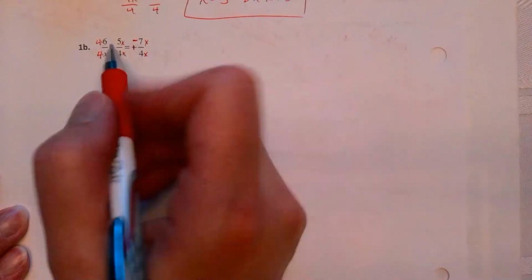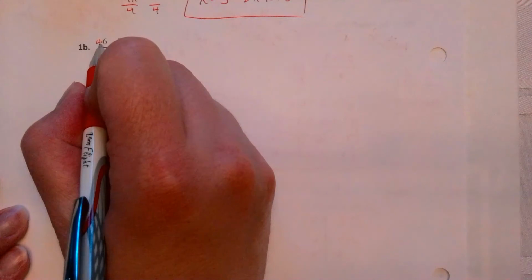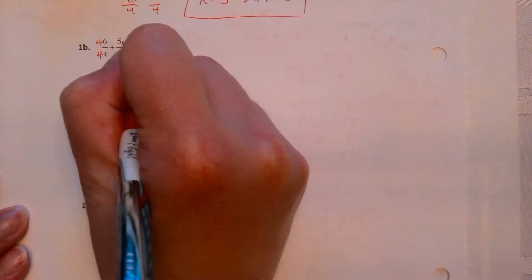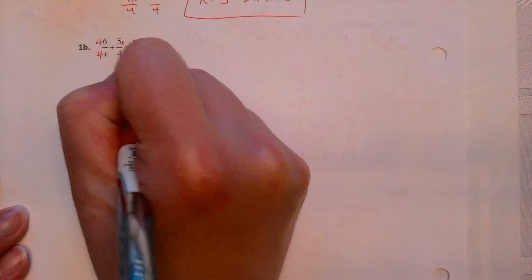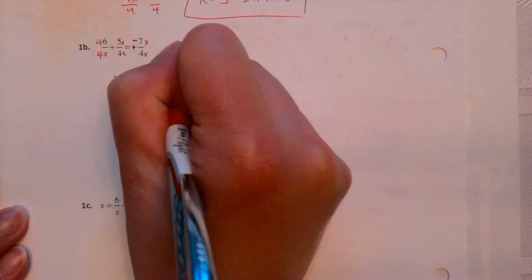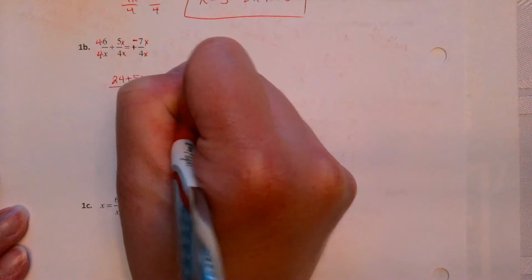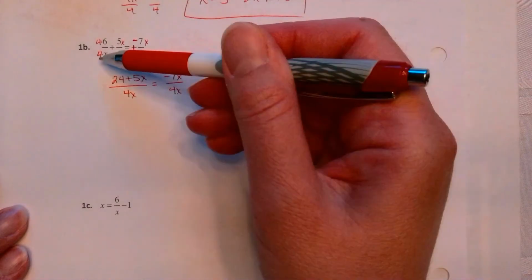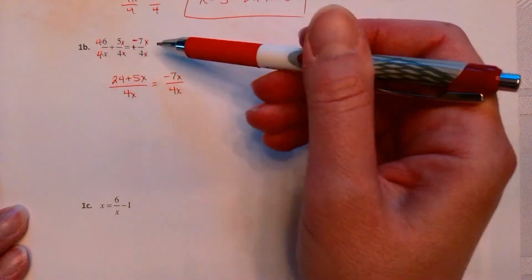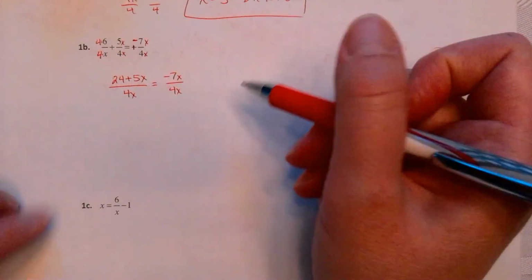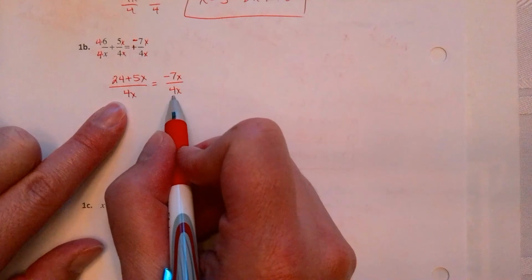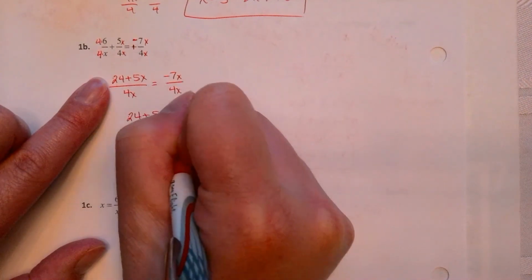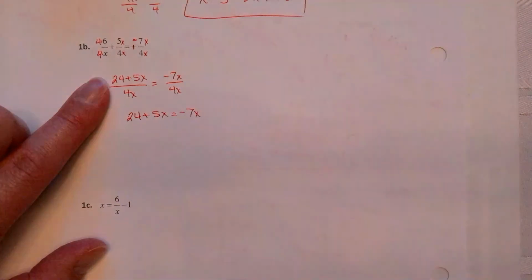So what I have going on, I have a 24 plus 5x on the top, and I have a common denominator of 4x, and that equals negative 7x over 4x. So I think it's good just to double check. I made a common denominator. If I wrote it on the bottom, I wrote it on the top, and here's where I have it. So see, my denominators are equal, then my numerators must be equal. And notice I didn't lose my negative sign.